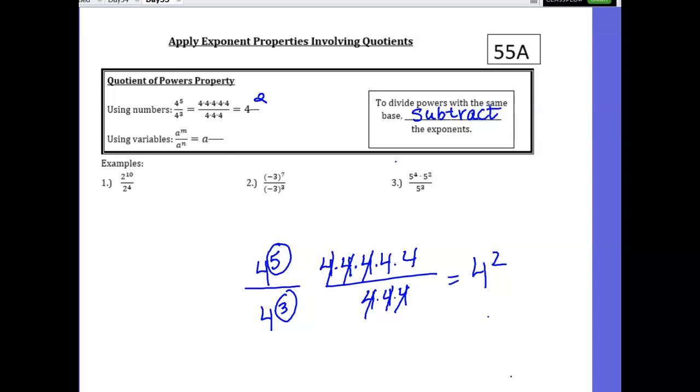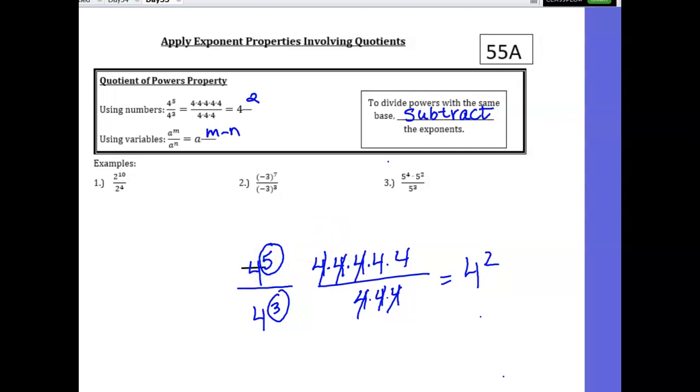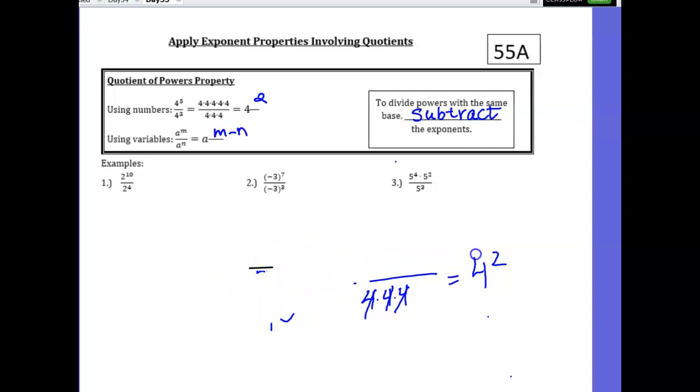If we had variables, in this case the base is a. The base is the same for the numerator and denominator, and then we have m minus n. So we just subtract the two. All right, so looking at some examples here.